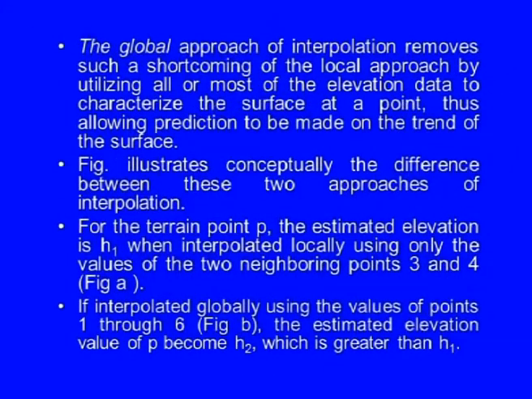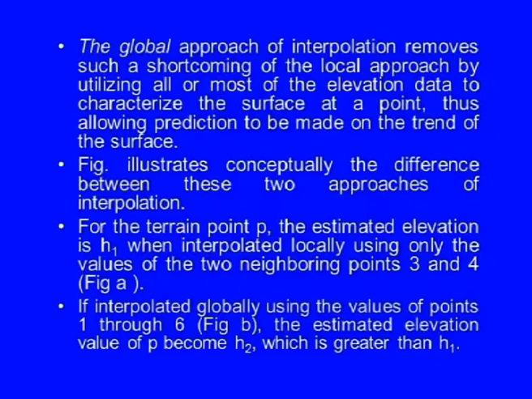The global approach of interpolation removes such a shortcoming of the local approach by utilizing all or most of the elevation data to characterize the surface at a point, thus allowing predictions to be made on the trend of the surface. The next figure illustrates conceptually the difference between the two approaches of interpolation.